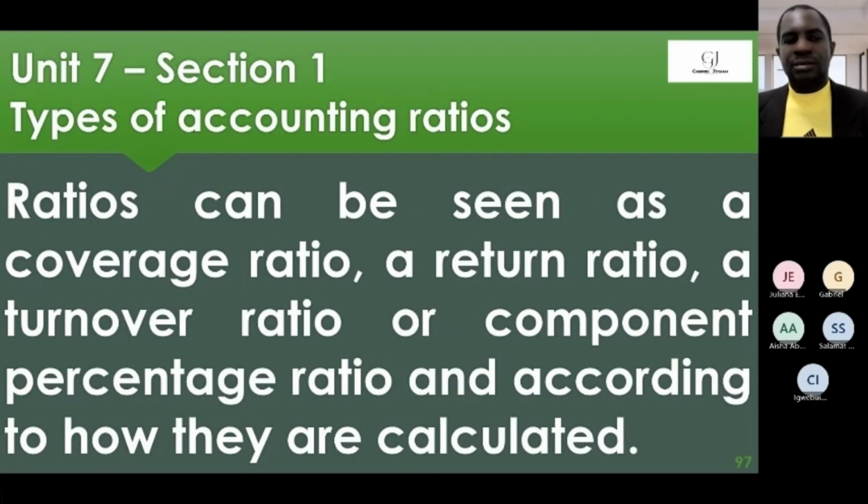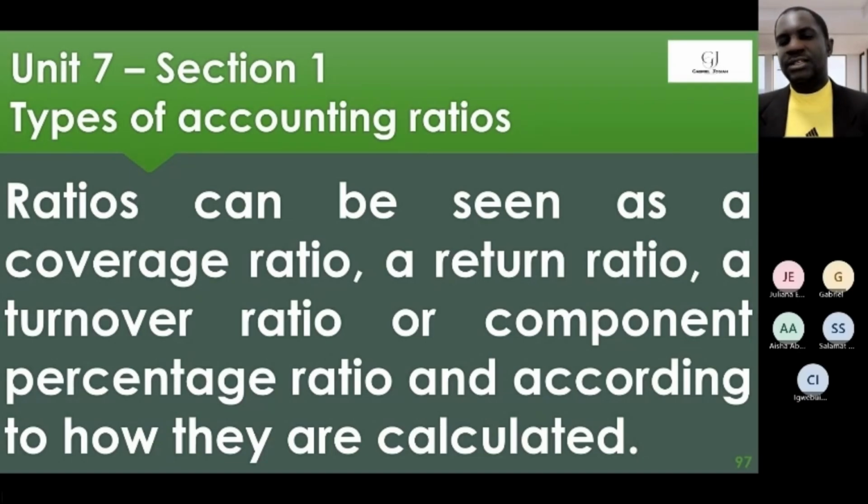We look at the ratios. We're looking at coverage ratios. Ratio analysis could be seen as a type, which is coverage. So we have something like interest cover. How many times can your profit before interest and tax cover your interest, in terms of the debt you are owing? So you're looking at your coverage ratios. Interest cover or dividend cover is an example of a coverage ratio.